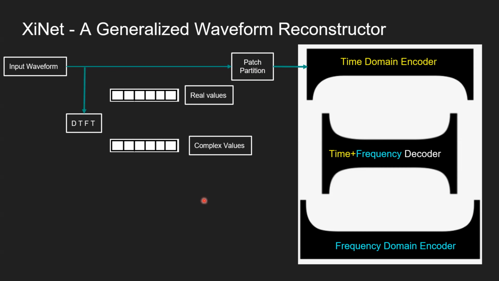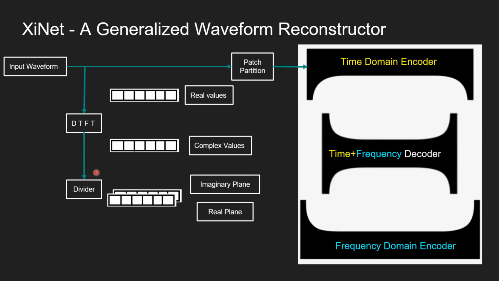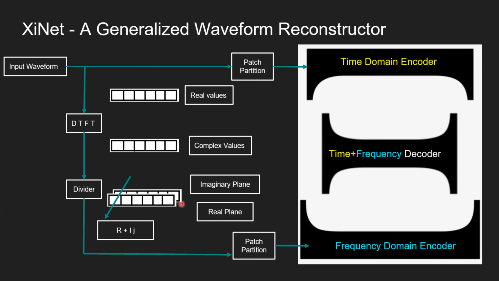So then we did a trick to do the transformer encoder learning using complex values. What we did was we took the real parts of the complex values and put them all in the real plane, and the imaginary parts into the imaginary plane. So basically a number can now be seen through a depth axis as r plus ij. And the remaining thing was nothing but doing a patch partition and passing it to the frequency encoder.